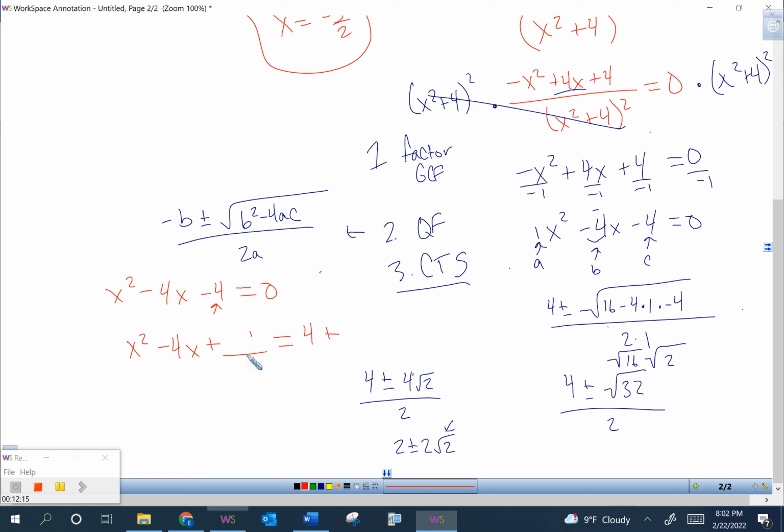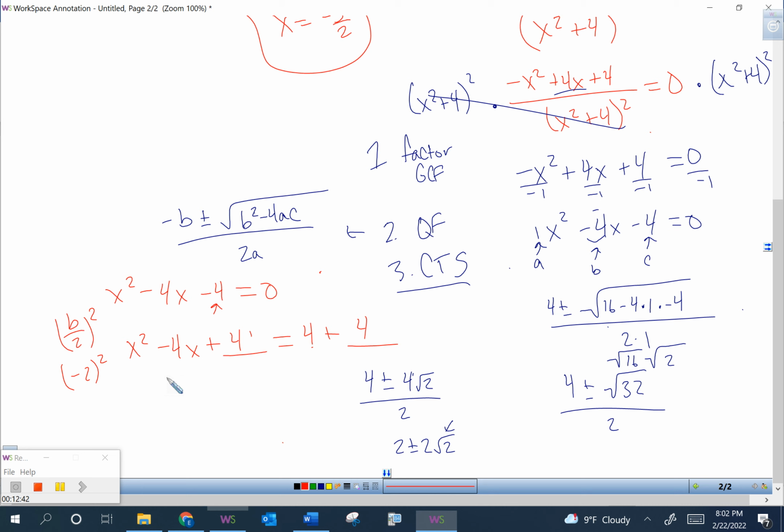But if I'm going to add in a number here, I have to do it to both sides to make the equation balanced. This number is always the same. It is found by taking half of b, so this number, and squaring it, because if you square something, it's always a perfect square. So taking half of b, that would be negative 2, and squaring it, you get a positive 4.